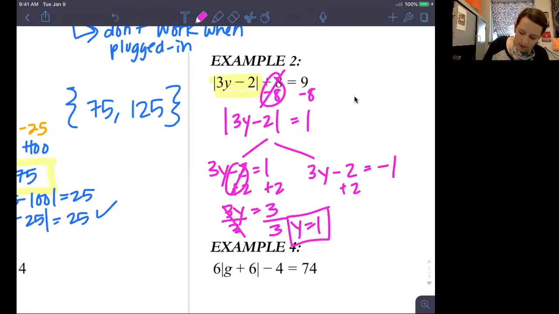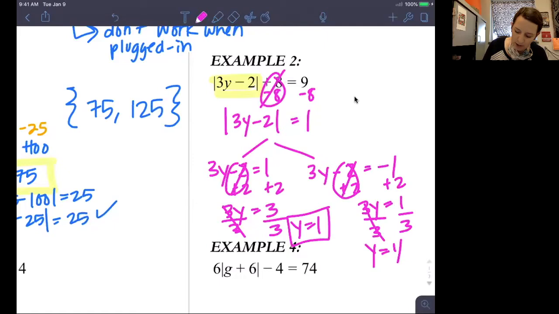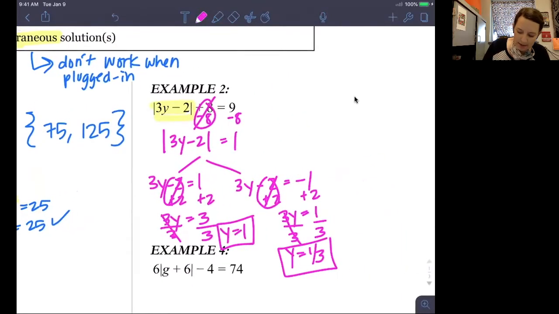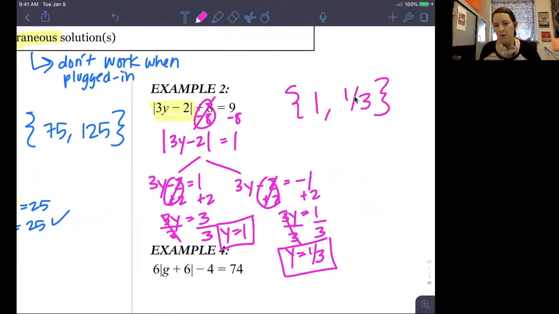Over here, we're going to do the same thing. So I get 3y equals 1. When I divide by 3, I get y equals 1/3. Okay, of course, we would want to plug both of these back in. I have already checked both of them separately, and they do both work. Neither is an extraneous solution. Okay, so you can write them in any order, 1 comma 1/3 or 1/3 comma 1. You want to put the curly brackets around them.